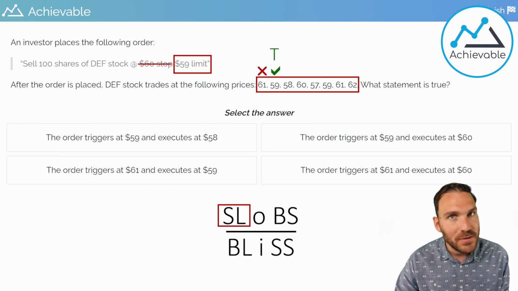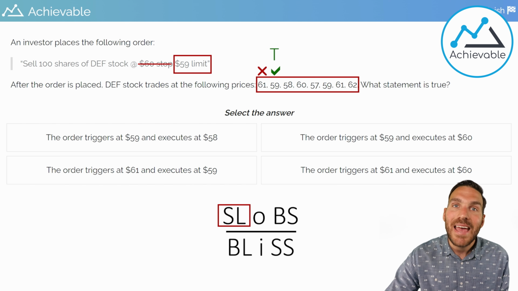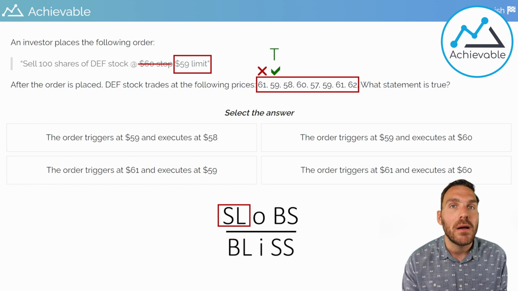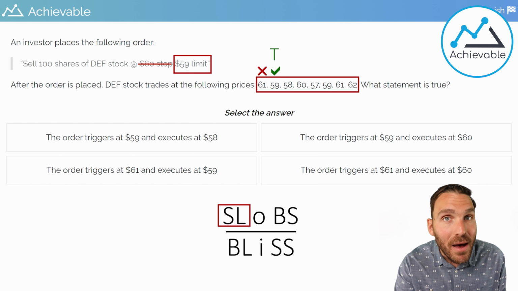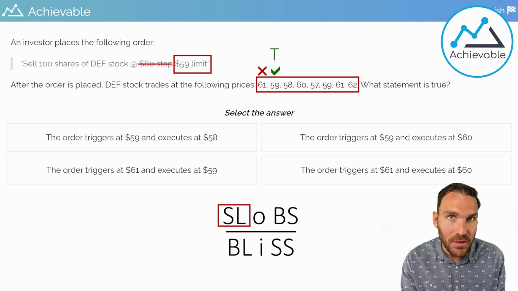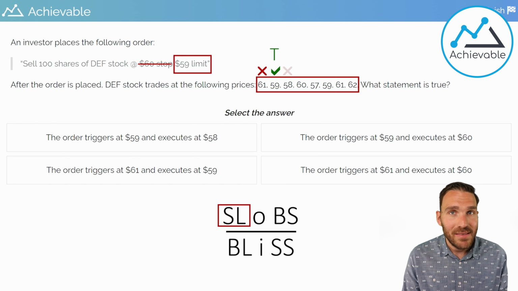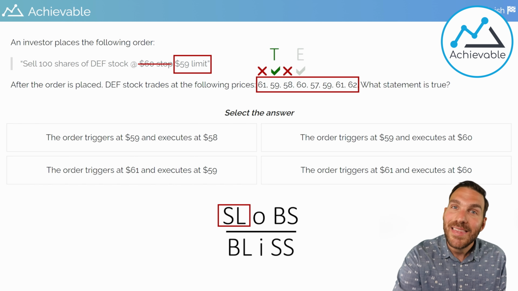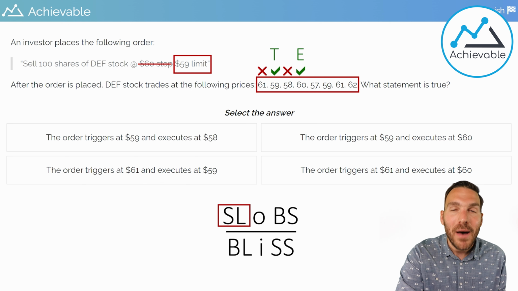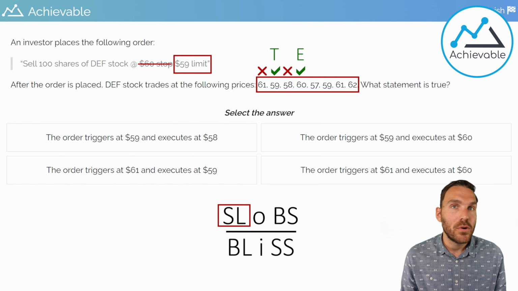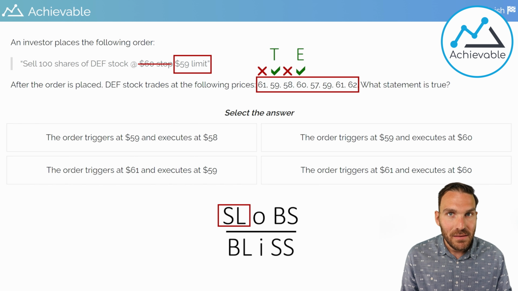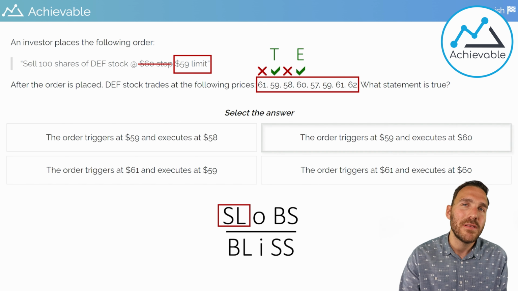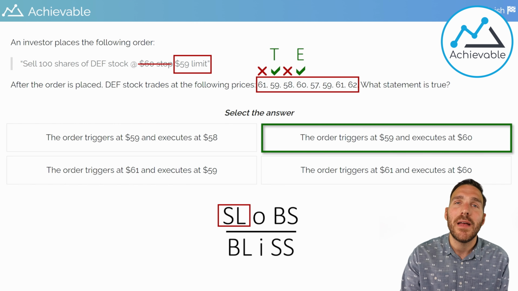And we'll go back to SLoBs over BLiSS. Sell limit, SL, is above the line. So that's telling the system we need to see a market price of 59 or above for this order to execute. The next price on our list is 58. That is not 59 or above. But the following price, 60, that is 59 or above. So now we have the full picture. This order will trigger initially at 59, and then it will execute at 60. The last thing we need to do is make sure there's an answer that reflects that information, and sure enough, there is.